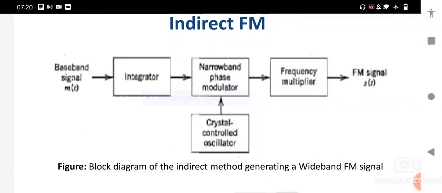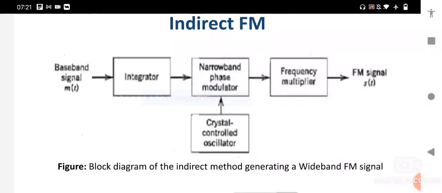Looking at this figure, the narrowband phase modulator output we will assume is S1 of t. So let S1 of t denote the output of the phase modulator. What is the phase modulator output? Already known, what is the standard form? S1 of t is equal to A1 cos of 2 pi f1 t plus 2 pi kf integral 0 to t m of t dt. We will call this equation 1.